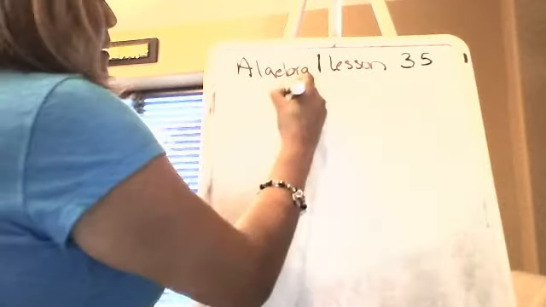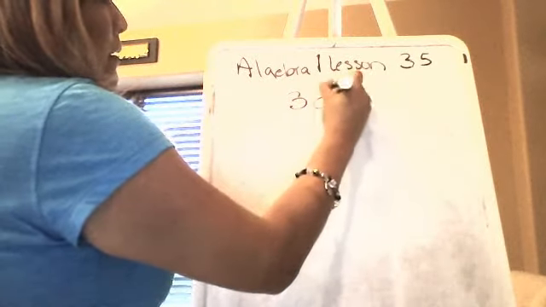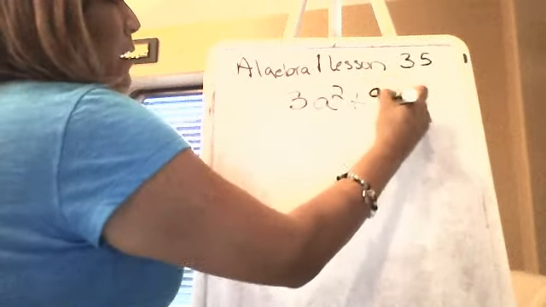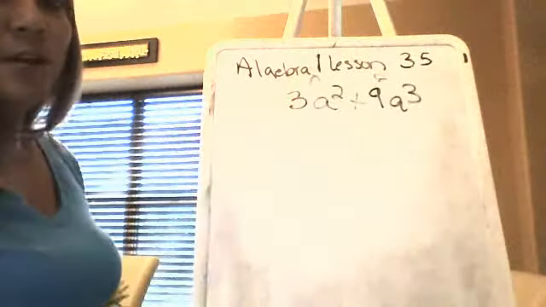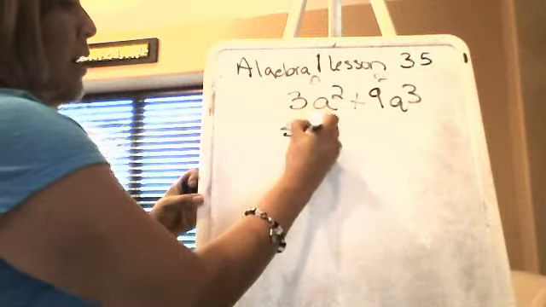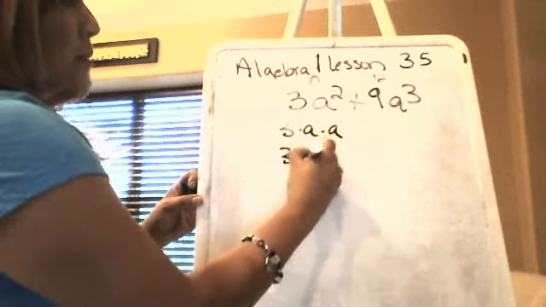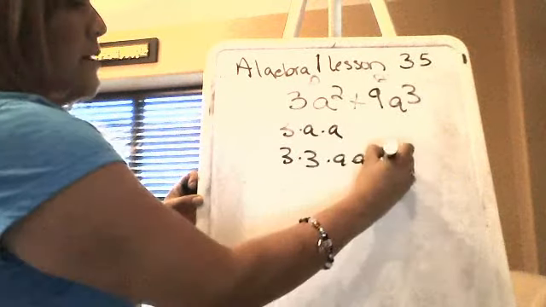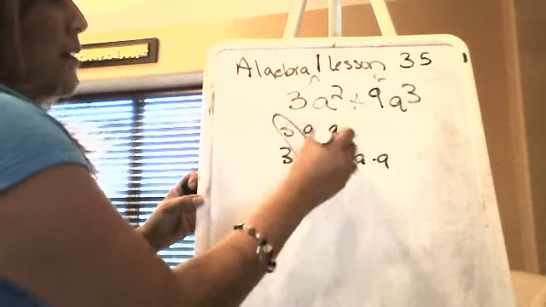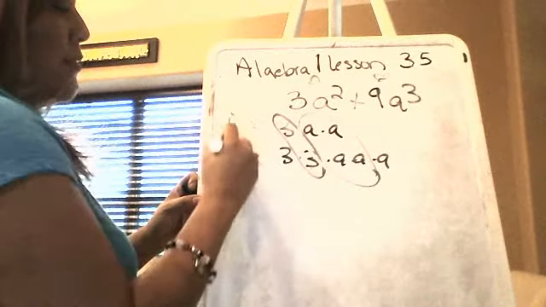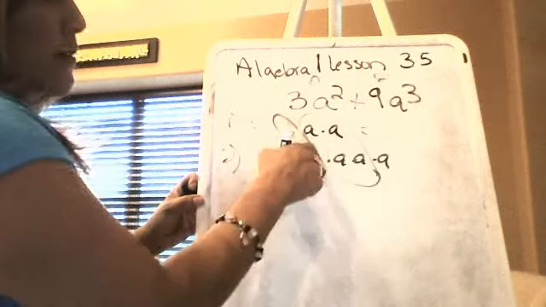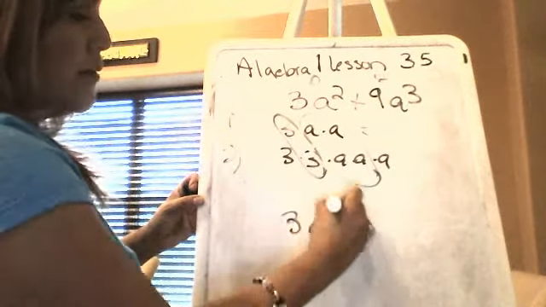Okay, if we had plus 9a cubed, and said let's find the greatest common factor. I'm going to call this term 1 and term 2. So I'm going to get 3 times a times a, and 3 times 3 times a times a times a. So I can take out 1, 3, and I can take out 2 ones. This is term 1, term 2. What am I left with in term 1? So my greatest common factor is 3a squared.